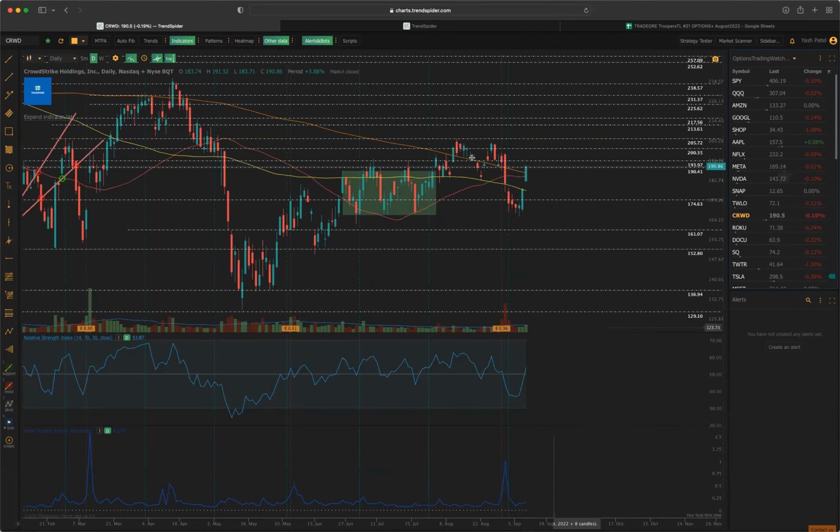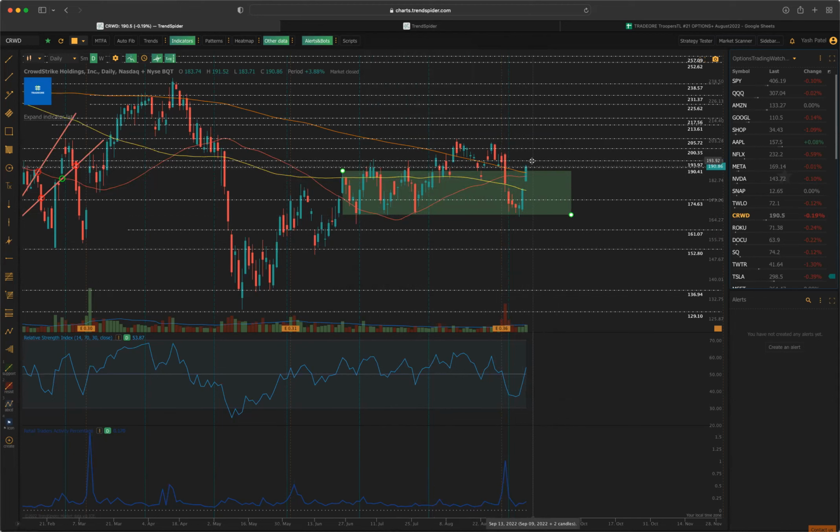CrowdStrike, another strong name, pulls back, goes out. It's another very, very volatile name, so you have to be careful with that. It tries to break over this range and then fails miserably the next 3 days, and then bounces up and then fails miserably. It's crazy. It's all over the place. Now it's again over all three SMAs.